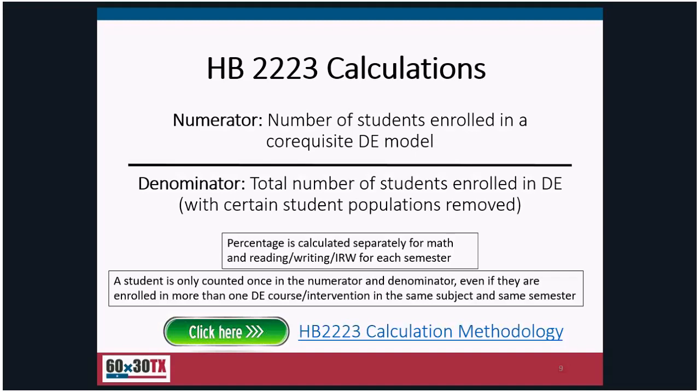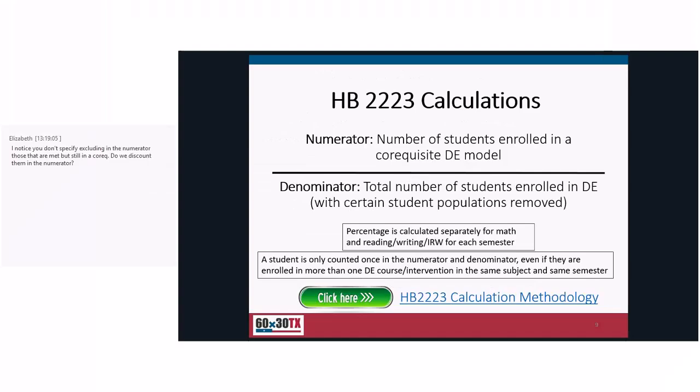And this is actually a hyperlink, and we'll make this available to you. If you click there, it'll take you out to the Coordinating Board's website, and you'll have access to those methodology documents. And even if you go out to the Higher Education Coordinating Board's website, if you just search TSI or DE, it'll take you to our webpage, and those resources are located under the heading of House Bill 2223 resources. Anything else to add there, Melissa?